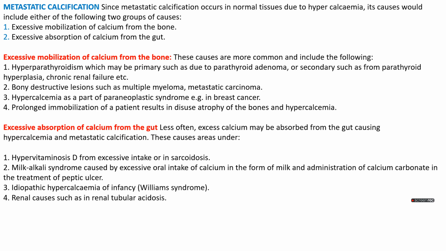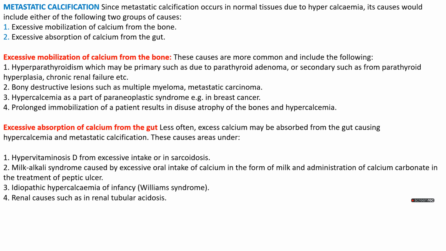Bone destructive lesions such as multiple myeloma, that means in case of bone cancer, can also lead to this condition, that is, excessive calcium level. Metastatic carcinoma, a carcinoma which spreads, that is a malignant tumor, in the bone can also lead to this condition. Hypercalcemia can occur as a part of paraneoplastic syndrome. In case of breast cancer also there is a higher chance of hypercalcemia.